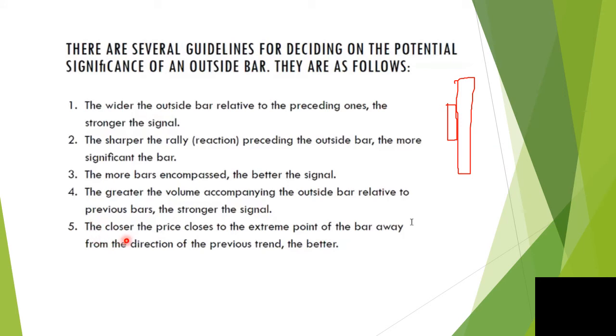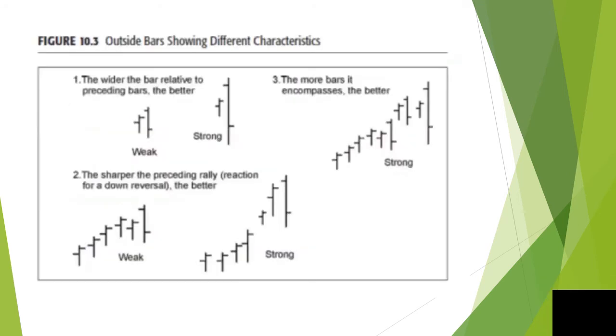Number 5 is the closer the price closest to the extreme point of the bar away from the direction of the previous trend, the better. So this one, figure 10.3, shows you the different characteristics just now. Referring to the guidelines, number 1, the wider the bar.